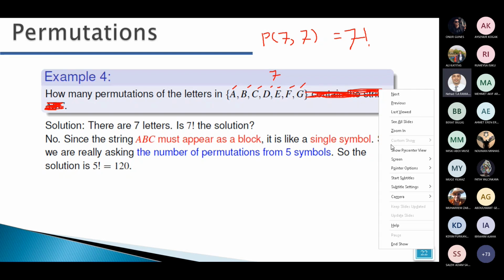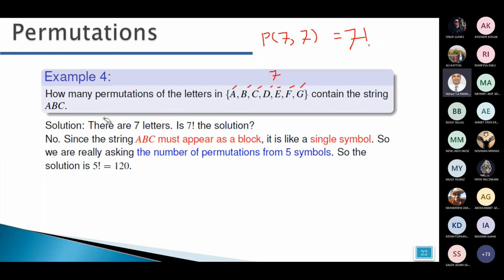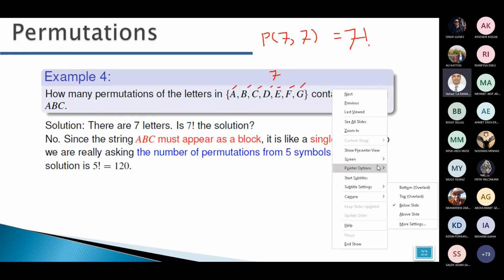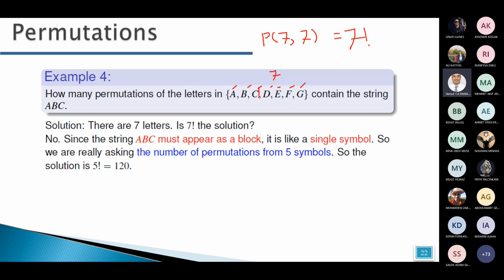When I said, in the original question, that it contains the string ABC, then this ABC becomes like one symbol, like one letter. So in this case, I will have 5 different symbols because ABC becomes like one block. So we have 1, 2, 3, 4, 5 out of 5. So it's a permutation of 5 out of 5, and it's 5 factorial. This is the original question.